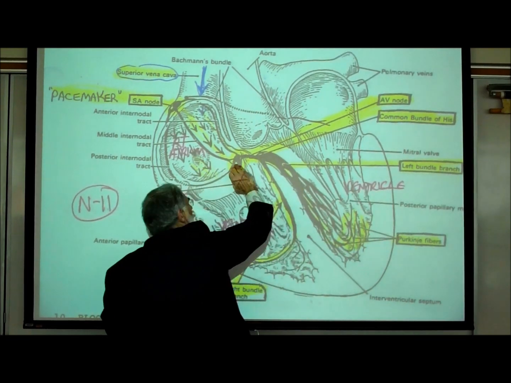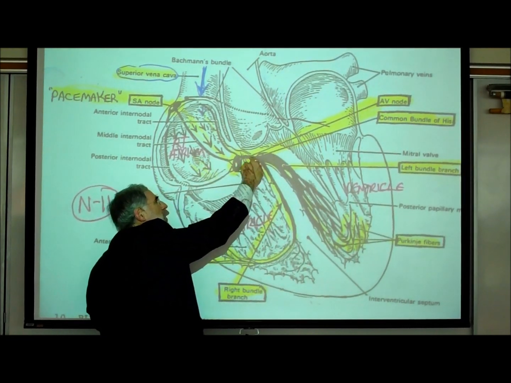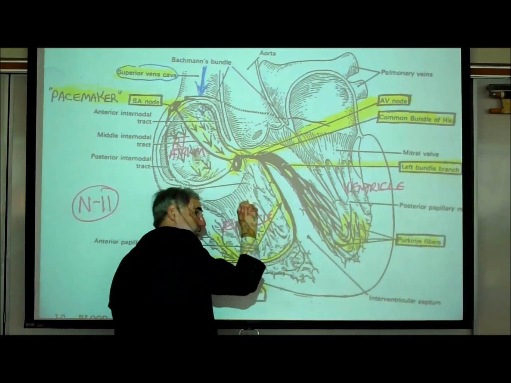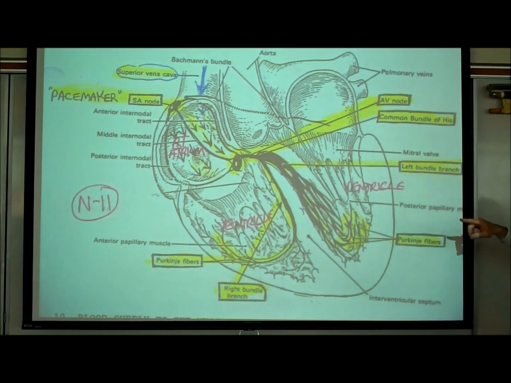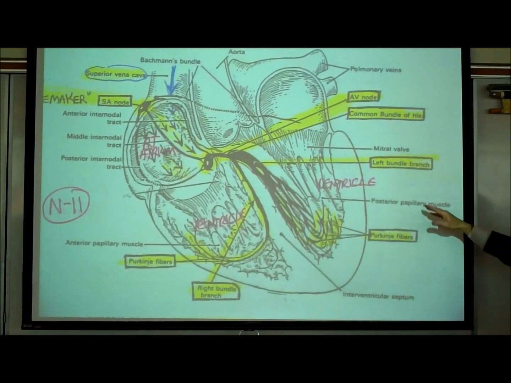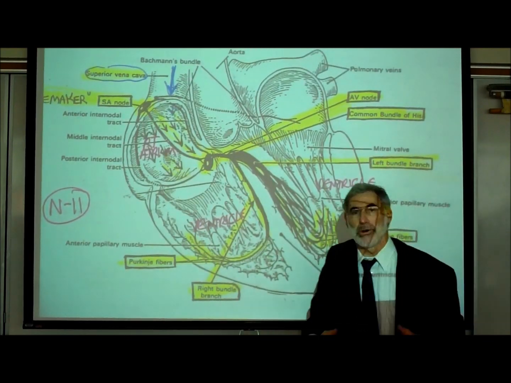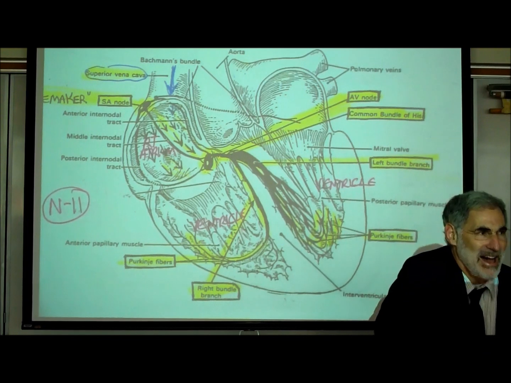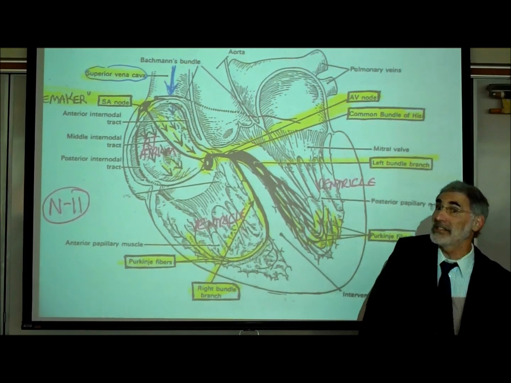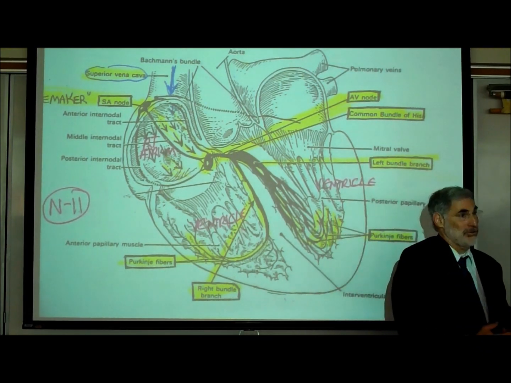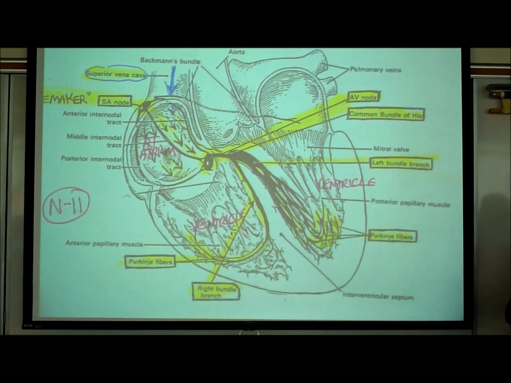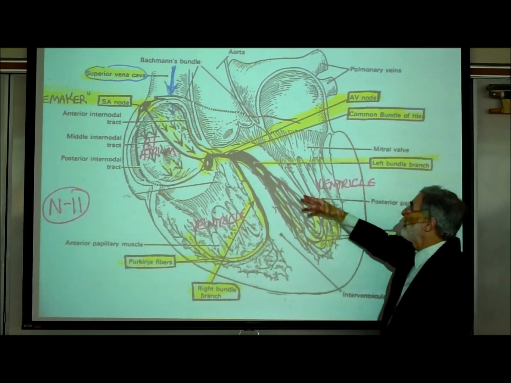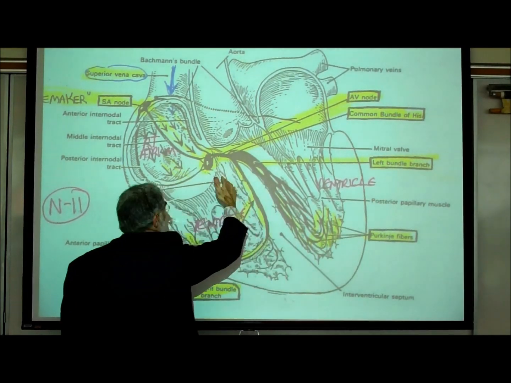The electrical current spreads through the AV node and then through a bundle of specialized heart muscle cells known as the common bundle or bundle of His. We can just call it the common bundle or common AV bundle. It's sometimes called the bundle of His after Dr. His, who first described it. Now I know it's spelled His, but the way he pronounced his own last name was His. So that's called the bundle of His, or common AV bundle.